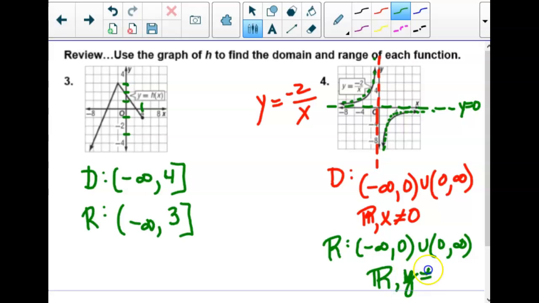Oops, that would be y cannot equal 0. So here, if you look at that expression, you can't put a 0 in, and -2 divided by anything will never become 0.